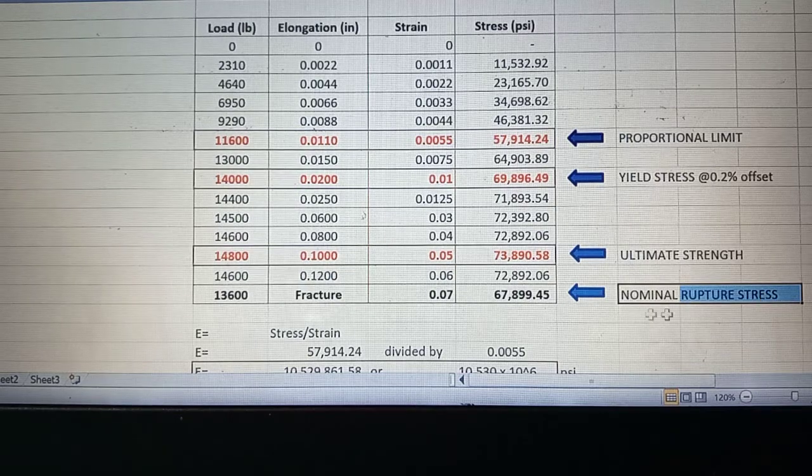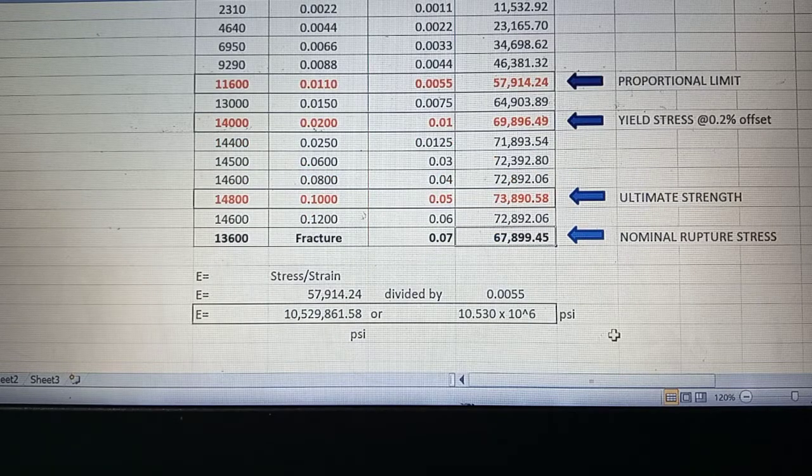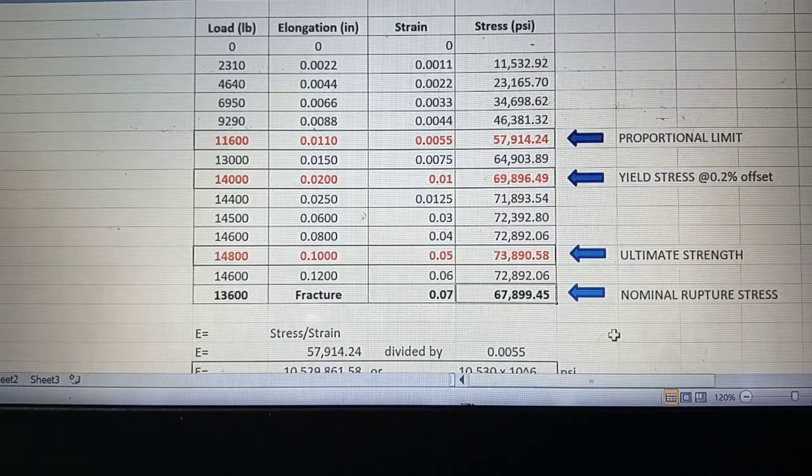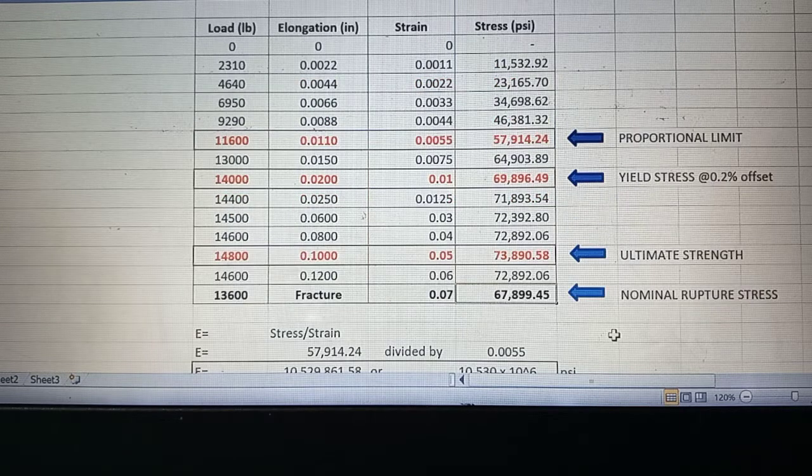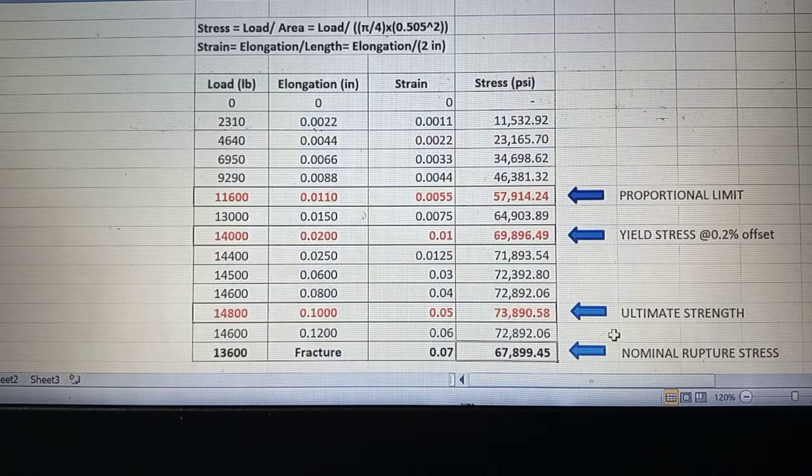So we get 67,899.45 psi, or you can round it to 67.9 ksi. So that is how you compute the proportional limit, the modulus of elasticity, yield stress, ultimate strength, and nominal rupture stress of this problem.